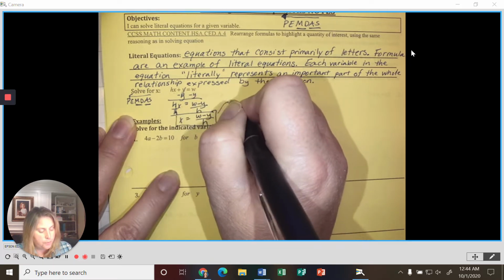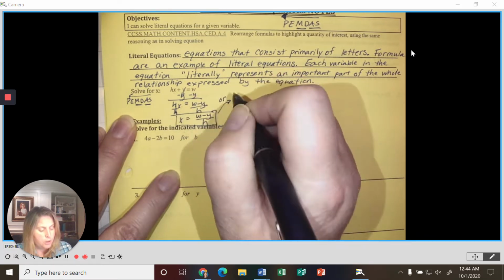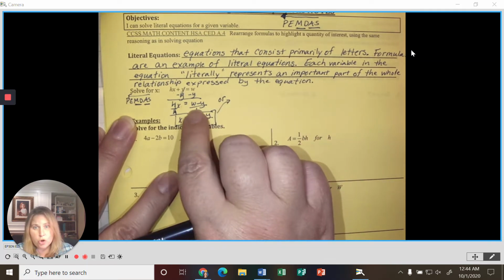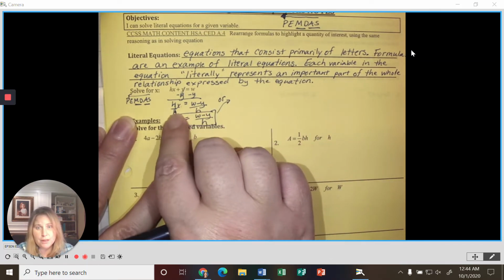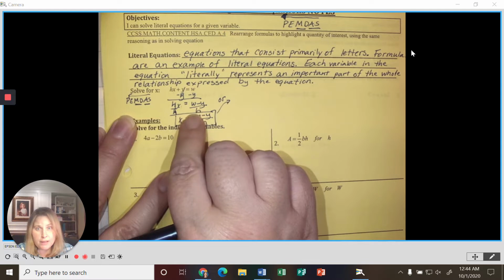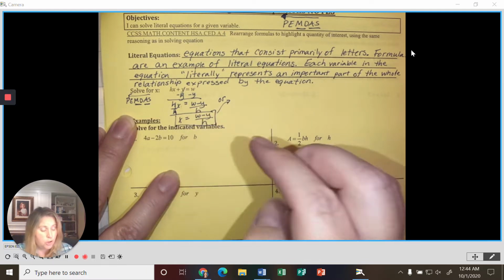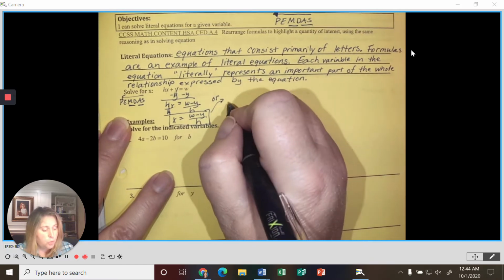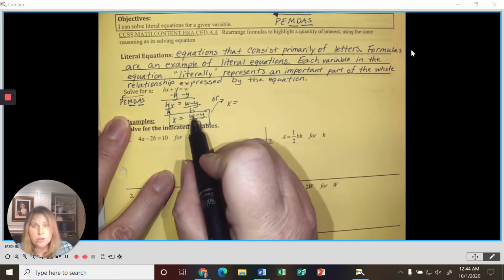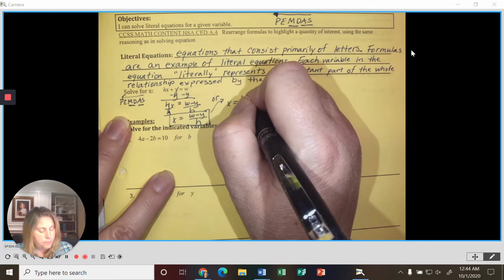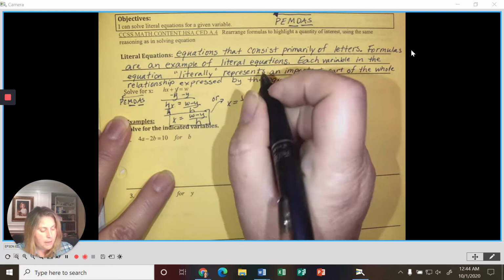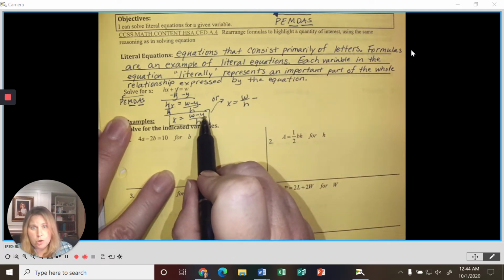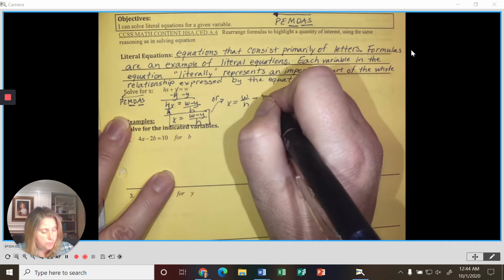Or we can also separate these, so each term could have been divided by h. Divide the left-hand side by h, divide the w by h, divide the y by h. So another equally acceptable answer would be x equals w over h minus, because we have a minus sign here, y over h.